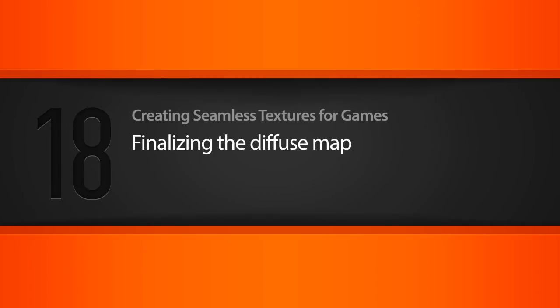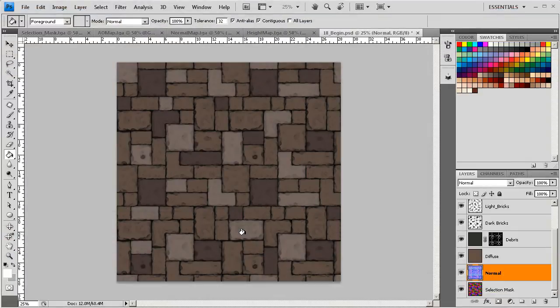In this lesson, we're going to add more detail to our diffuse map. We're going to begin taking our texture from a 2D standpoint, where it looks very flat, and start adding detail to make it a little more believable. We're going to start adding a little bit of griminess, and we're going to bring out our highlights just to make it look a little sharper around these edges and things like that.